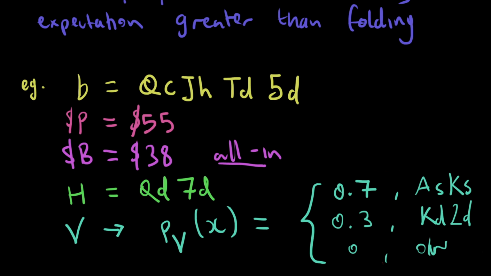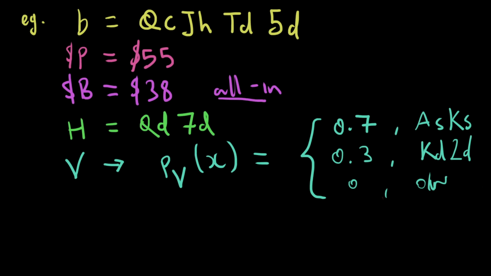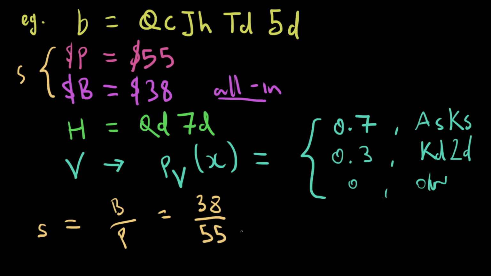So there's quite a few things going on and we need to figure this out. Let's work towards this. The easiest thing to start with is simply to calculate the relative bet size. We use these two values, the pot size and the bet size. The relative bet size is the bet size divided by the pot size, so here it's 38 over 55, and this is approximately 0.6909.